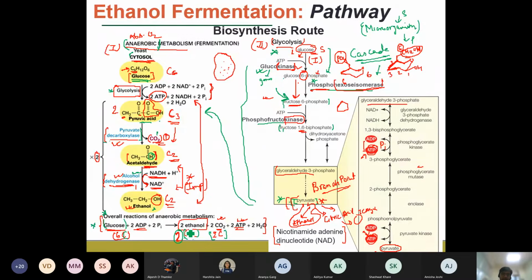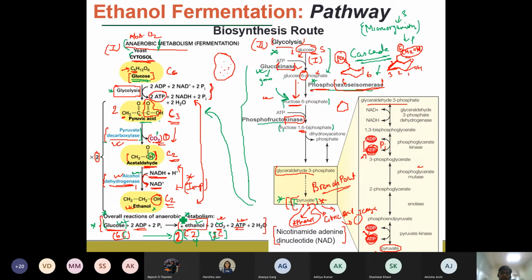So generally there are 2 moles of ethanol that are produced, and 2 moles of CO2 generated. So generally the overall carbon remains balanced. We have here 6 carbons starting from the glucose molecule, and then 4 carbons go into the ethanol, and 2 carbons lead to the formation of the carbon dioxide. So overall there is a carbon balance. This is the overall biosynthetic chemical reactions for the production of the ethanol under the anaerobic condition.